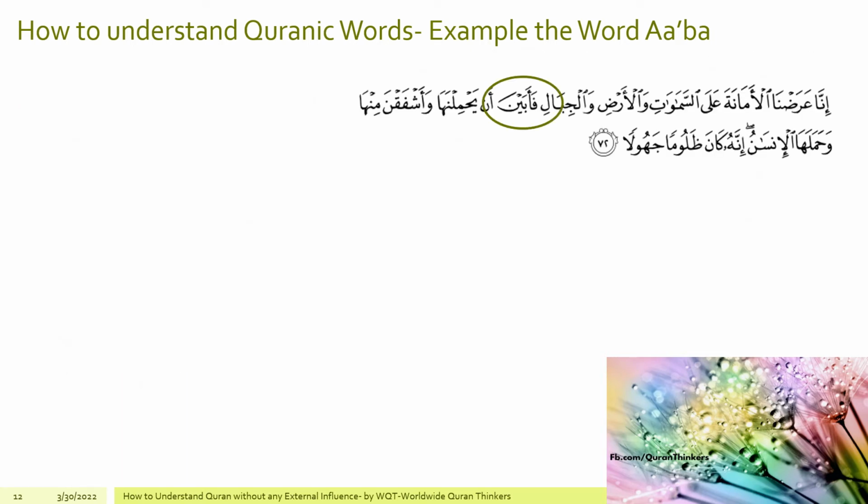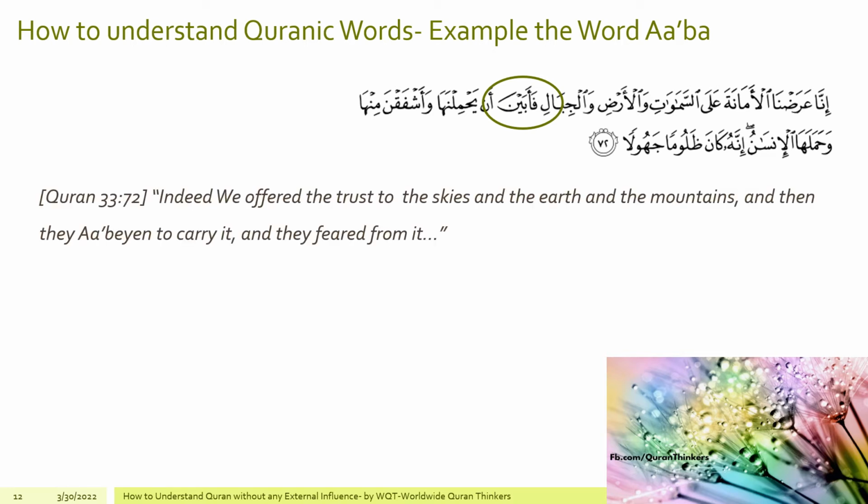So let's discuss the ayahs and the meanings used as per those ayahs that we checked as per the step-by-step process. So for instance, in this particular ayat, indeed we offered the trust to the skies and the earth and the mountains, and they refused to carry it, and they feared it.